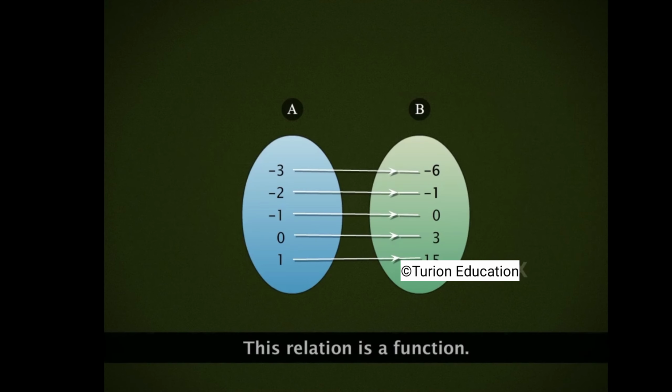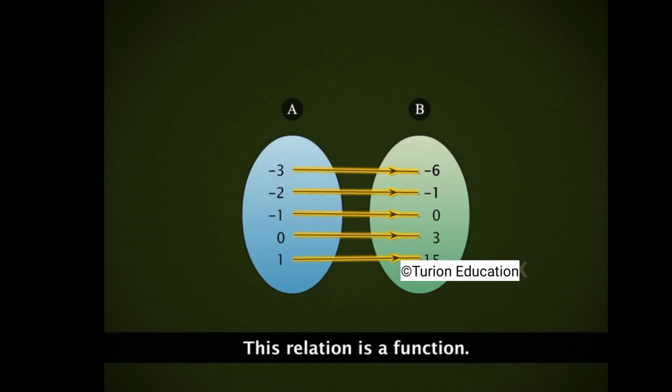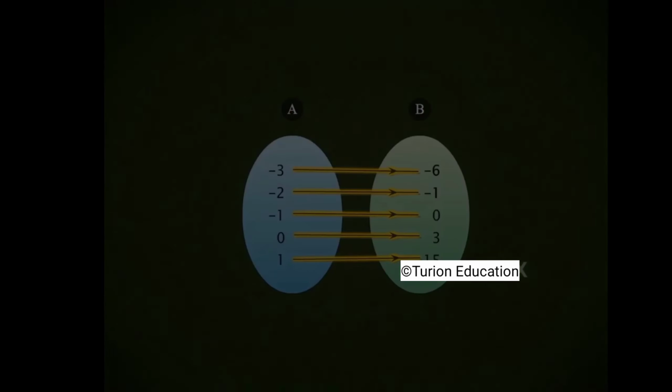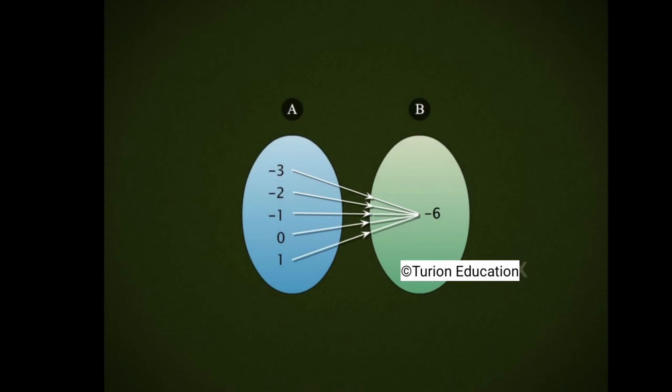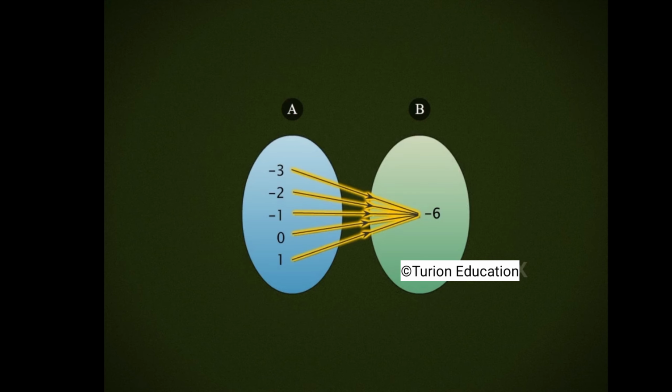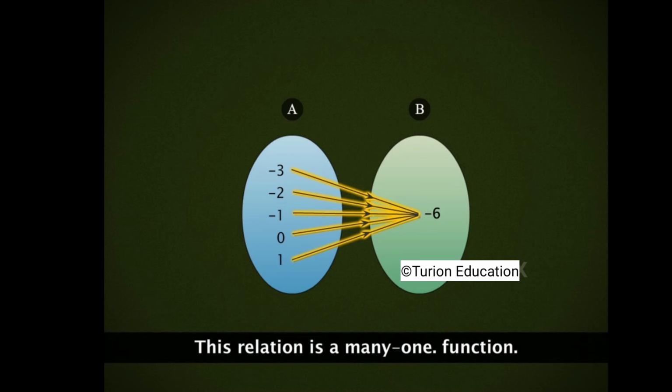For example, this relation is a function, as there is only one arrow coming from each element of the first set. This is a function too. There is only one arrow coming from each element of the first set. It just so happens that it's always related to the same element in the second set. It is for this reason that such functions are called many-one functions.